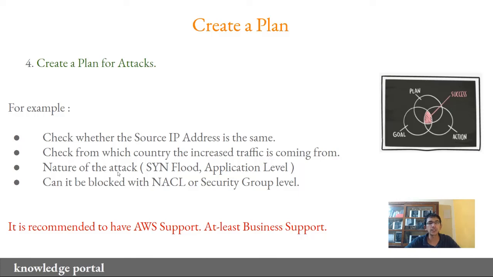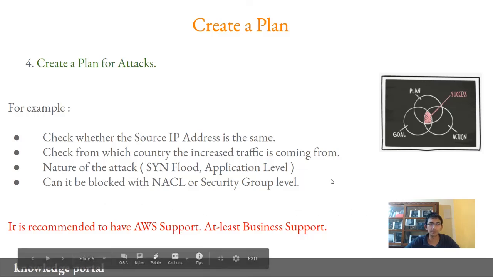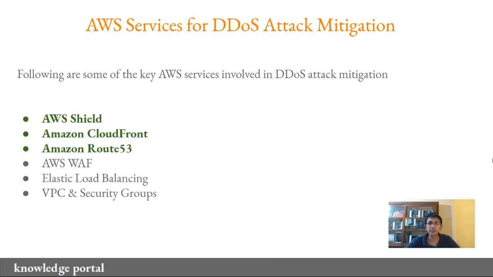You can also look into the nature of the attack. There can be multiple attack types. So you have SYN flood. You also have application level attacks. Next important point is that you can also check if it can be blocked at the network ACL or security group level or even at a web application firewall level. It is also recommended to have AWS support, at least the business support, whenever you are dealing with this.